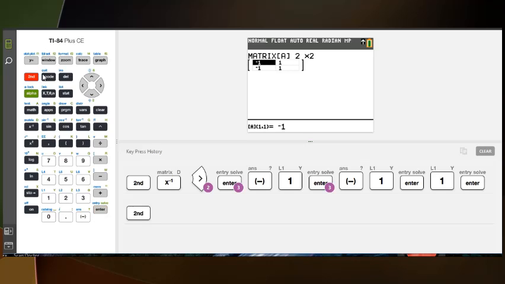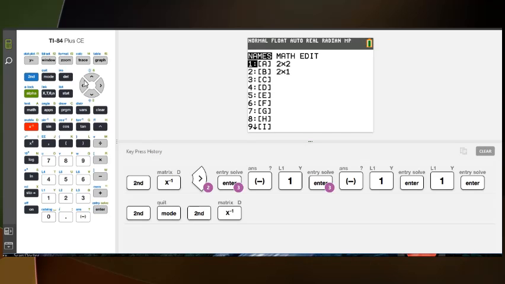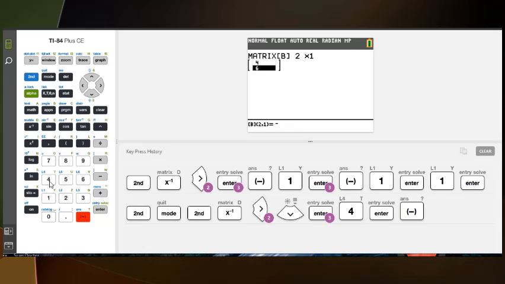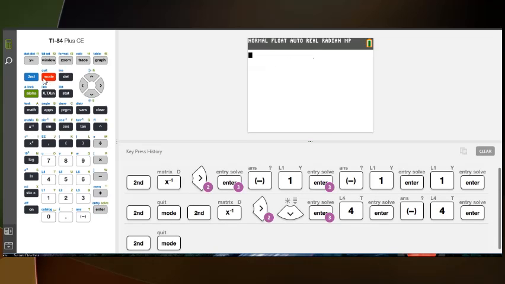Let's hit second quit. Let's go back into matrix, scroll over to our edit, move our cursor down to matrix B, our constant matrix. Let's make our adjustments there. And we said that we had a constant matrix of 4 and -4. So we got both of our matrices edited. Let's hit second quit. Takes us to the math screen.